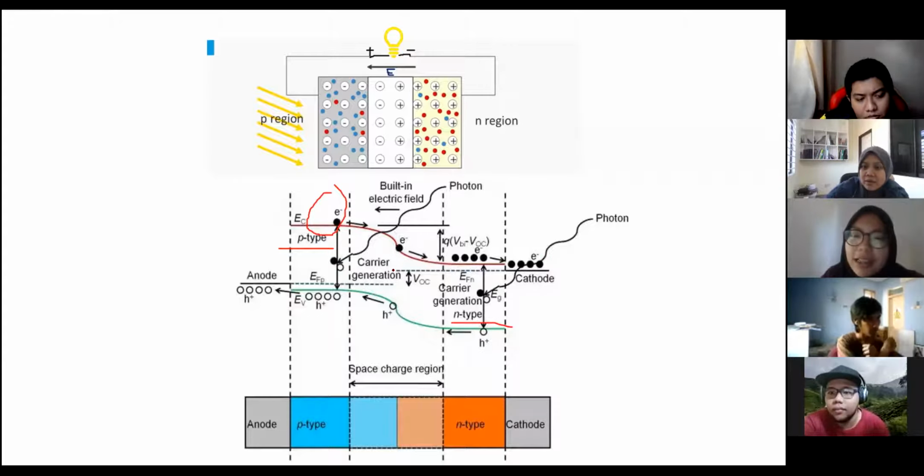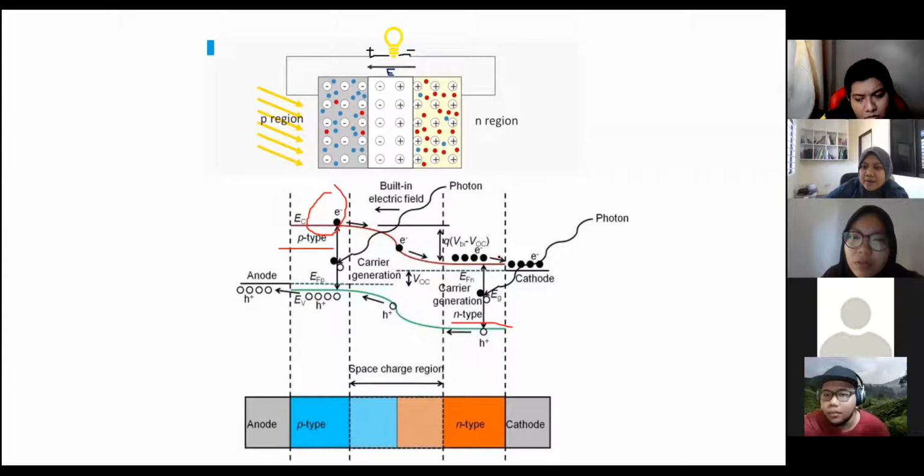Actually both the minority and the majority also drifted to the cathode. Don't understand. You understand, right, Mas? Less so. Wait, your question is why?